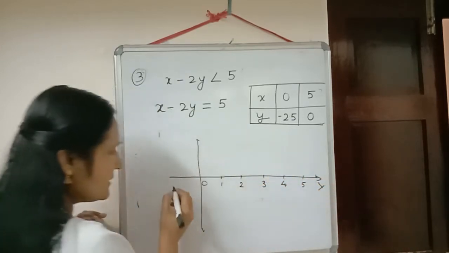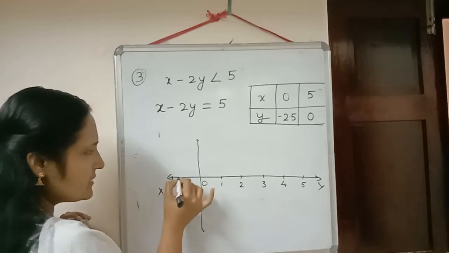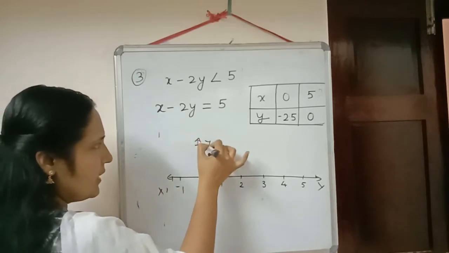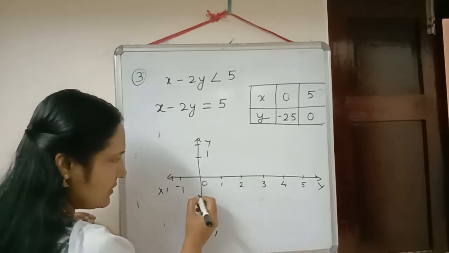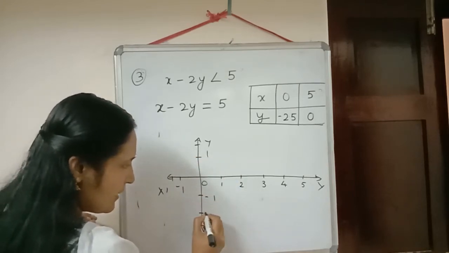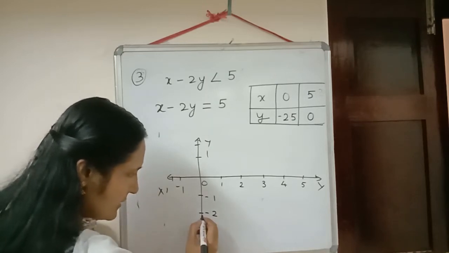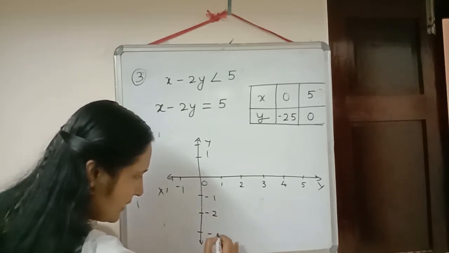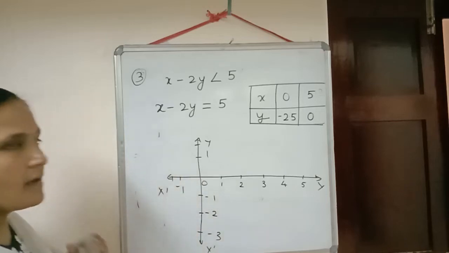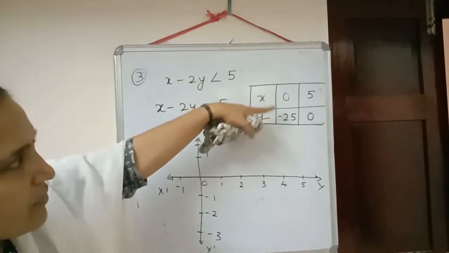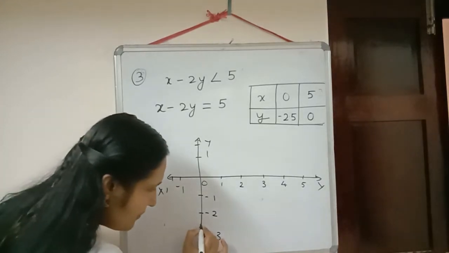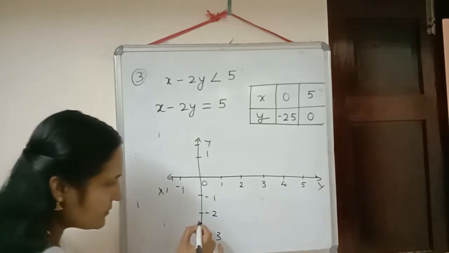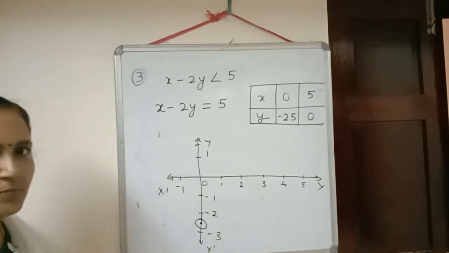Here you can mark this is x-axis, x dash, y-axis, y dash. Just mark one point, that much only is enough. Minus 1, minus 2, till minus 3 we can mark there. Minus 3, this is y dash. Now our point is 0 comma minus 2.5. 0 comma minus 2.5 will be in the middle of minus 2 and minus 3. So this is the point minus 2.5.